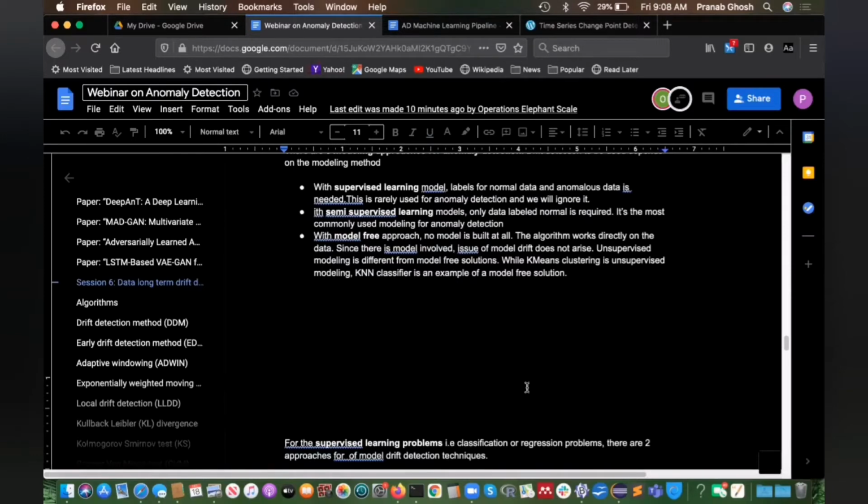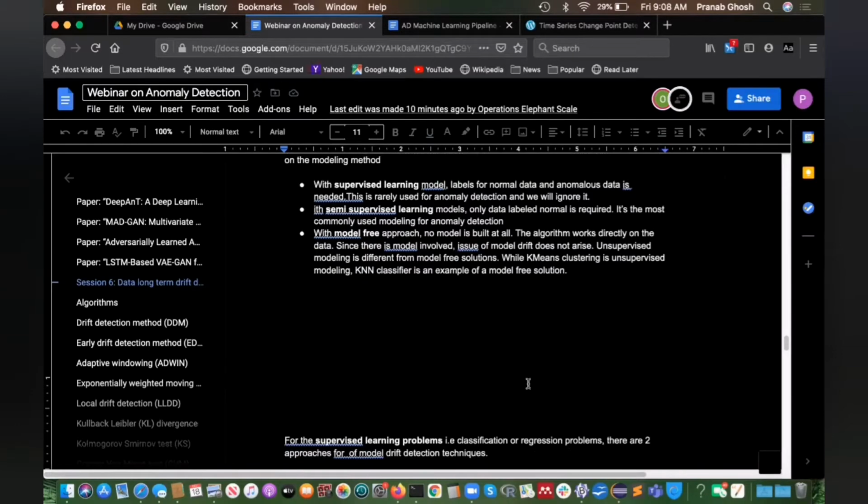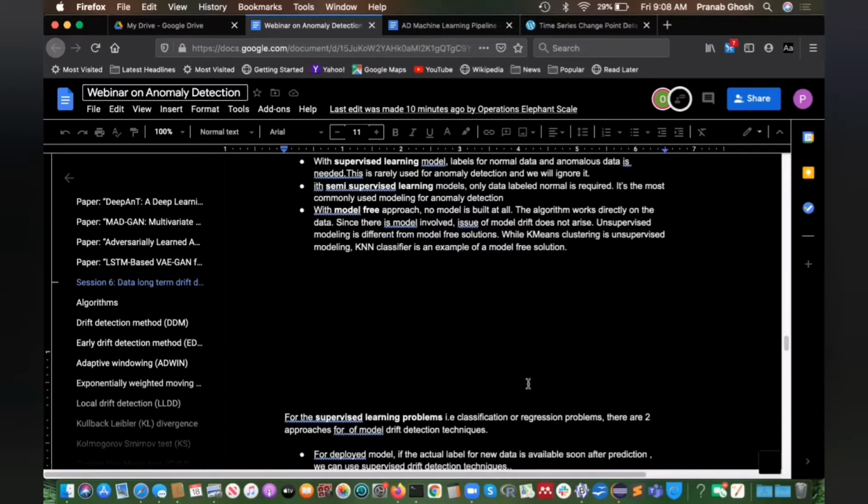So in that case, the algorithm works directly on the data. Since there is no model involved, you're not training any model, and the algorithm is working on the current data. So there is no issue of detecting drift, because you're not even building a model.